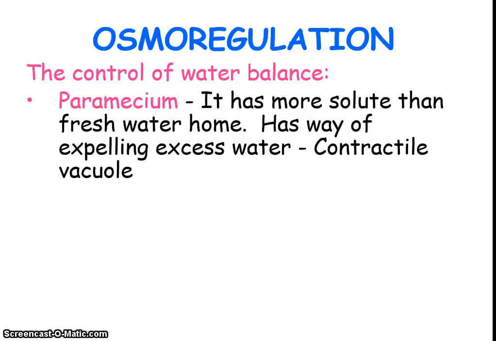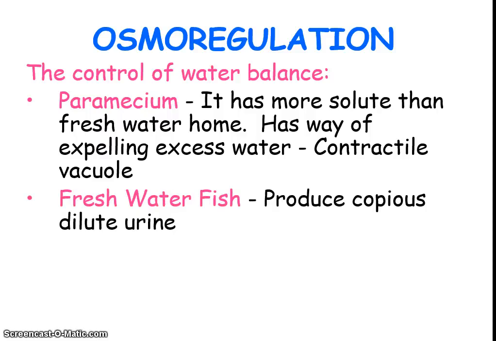So let's start with freshwater. In freshwater, you have organisms that are going to be hypertonic to their environment. In other words, they're going to have more solute in their cells than freshwater is going to have on the outside. So the paramecium is an example we talked about in the last chapter. Paramecium has a special vacuole called the contractile vacuole, and it basically just squirts out excess water. Freshwater fish make lots of urine. That's their way of getting rid of it.